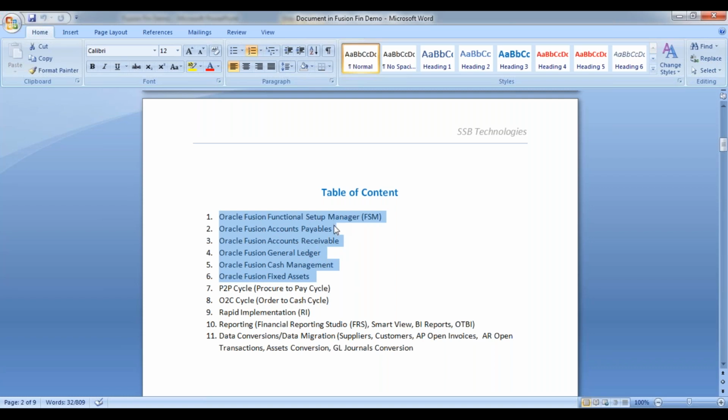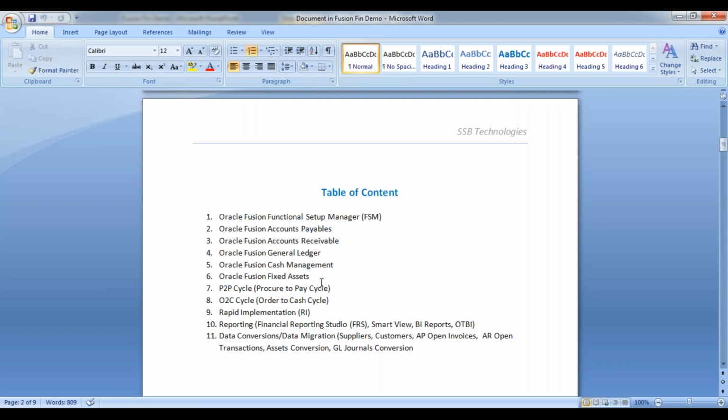Okay, but on top, these are the modules you will have to learn. Now these modules have some cycles, and we can discuss in detail in further sessions. We call it the P2P cycle, procure to pay cycle, meaning it starts from procurement and it ends with payment. It ends in Oracle accounts payable, but it starts in another module called purchasing or procurement. As part of supply chain, it starts there and it ends in accounts payable.